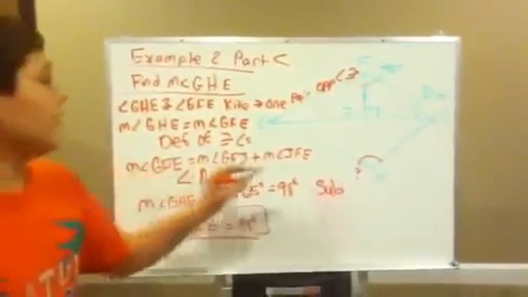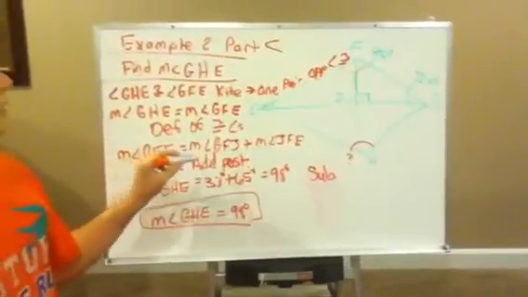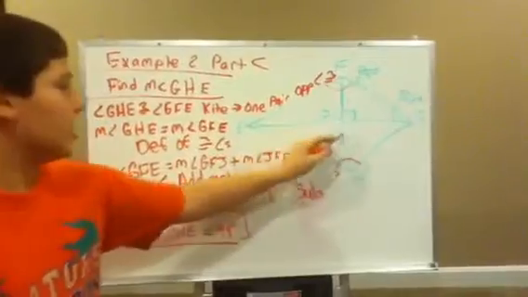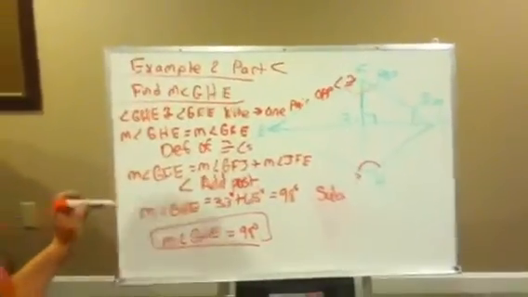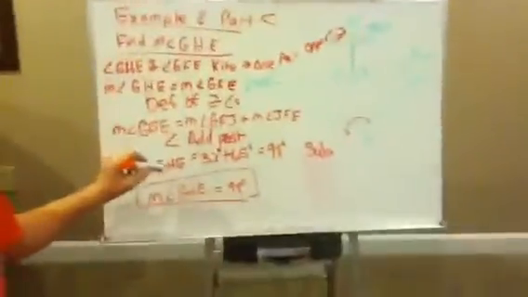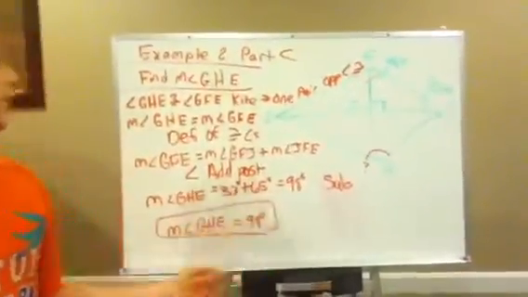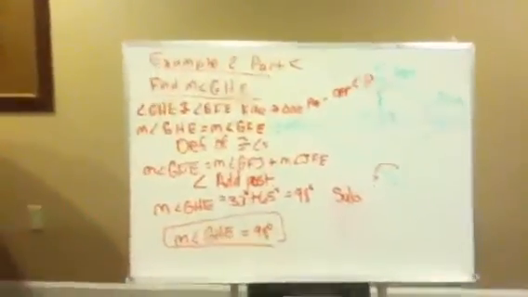The measure of angle GFE equals the measure of angle GFJ plus the measure of angle JFE by the angle addition postulate. The measure of angle GHE equals 33 degrees plus 65 degrees, which equals 98 degrees by substitution. So the measure of angle GHE equals 98 degrees.